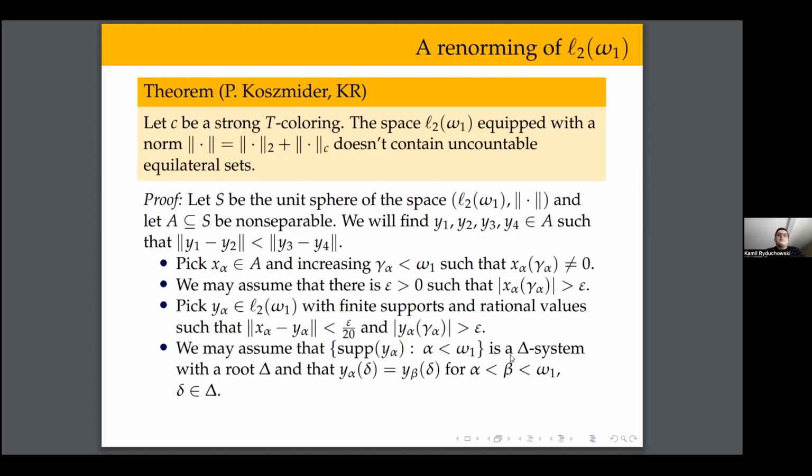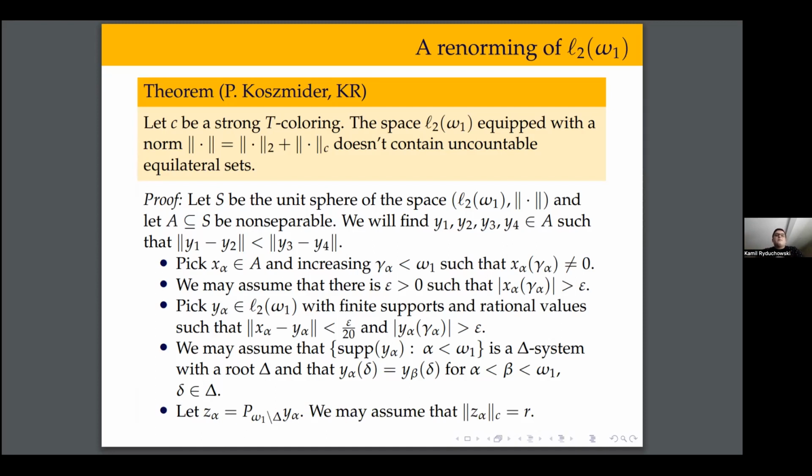Now, once again, we use the delta system lemma so that we may assume that the supports of those y_α form a delta system. And once again, by passing to an uncountable subfamily, we may assume that they all agree on the root of the delta system. And now just project y_α outside of the root. So just those z_α are 0 on the root, on Δ, and equal to y_α everywhere else.